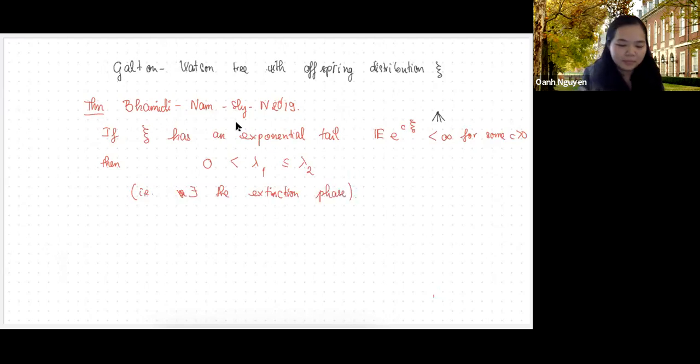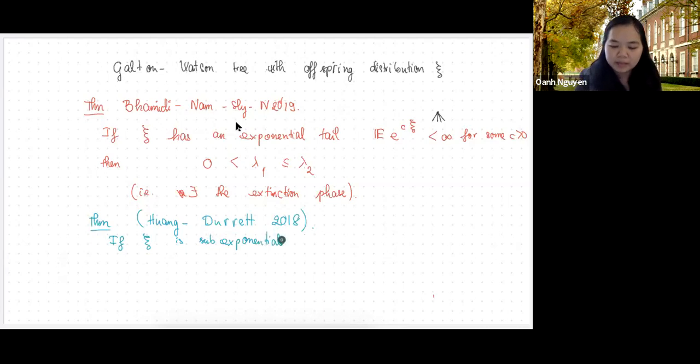Okay, now previously, prior to our result, there is a theorem by Huang and Durrett in 2018, and they show that if xi is sub-exponential, which means that for every c greater than 0, the expectation of e^(c xi) is infinity, they show that in this case, there is no extinction phase, meaning 0 equals lambda_1, and there is also no weak survival phase.